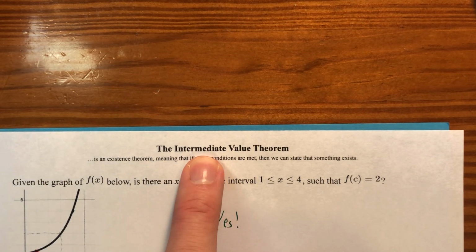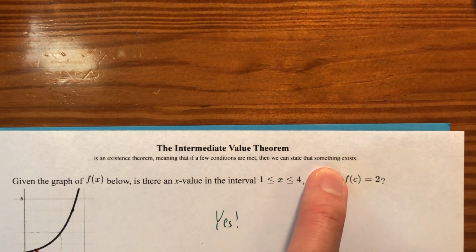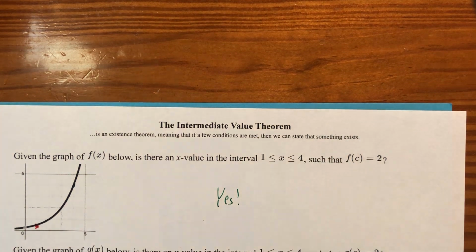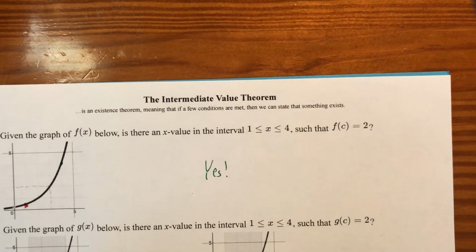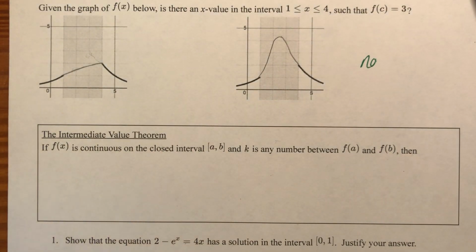Intermediate means in between, not necessarily exactly in the middle, meaning that if a few conditions are met, we can state that something exists. I may or may not be able to find exactly where it is, but I could at least say, hey, it exists. This is really common sense when you think about it, but we're going to put it in mathematical terms just to confuse you.